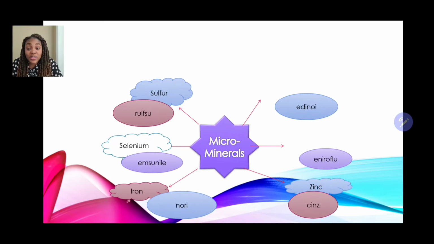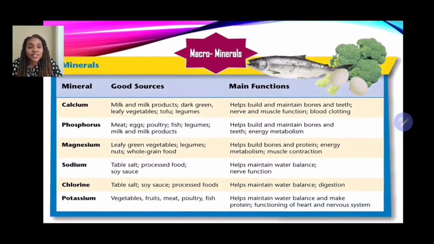All right, there is also zinc, fluorine, and finally iodine, right? Or we may say iodine. Good. So the micro minerals are sulfur, selenium, iron, zinc, fluorine, and iodine. Good. Now let us look at these macro minerals, their sources, and also their main functions, right? So I want you to take note of the plant source and also the animal source, right? As well as their functions.